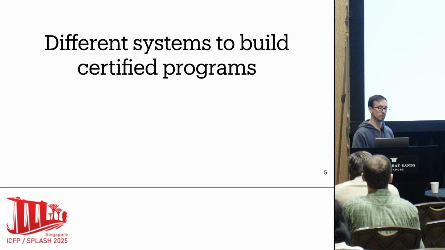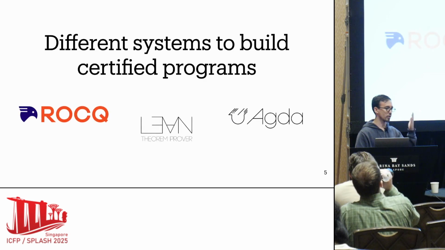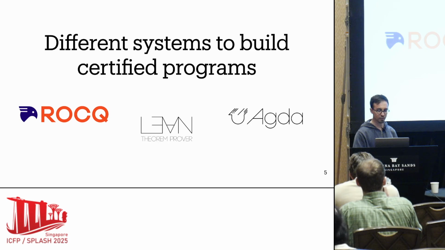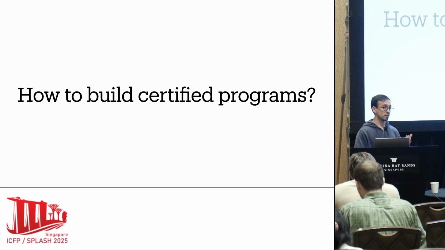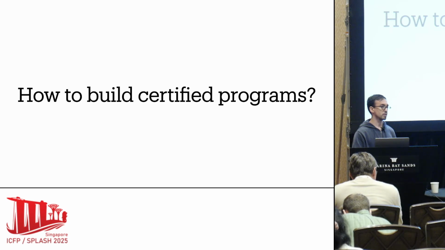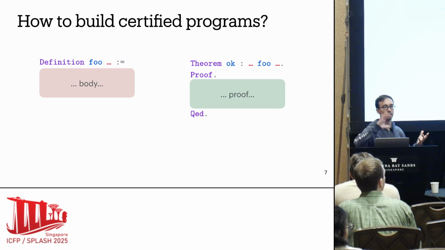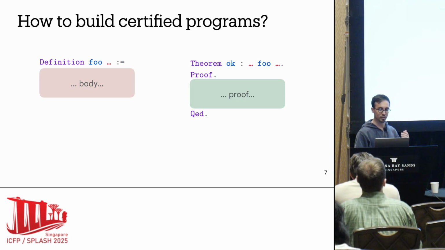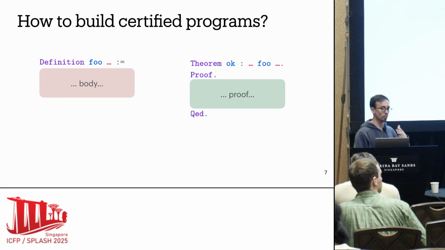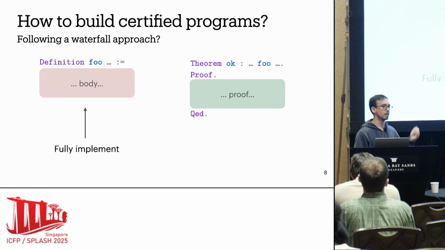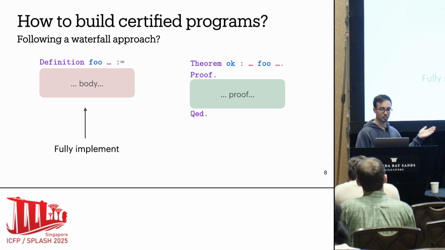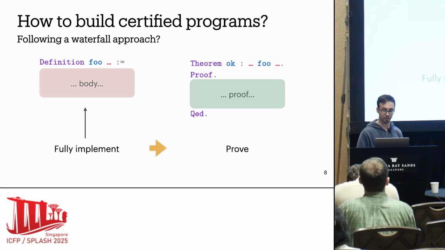And there are several systems where we can do this. We have Rock, Lean, Agda, and many others. And so what we were interested in was how do we build these certified programs? How can we get to this fully defined program and this fully finished proof? Because one alternative could be to just follow a classic, traditional waterfall approach where we first define completely our definitions, our program, and only then we go ahead and prove it correct.